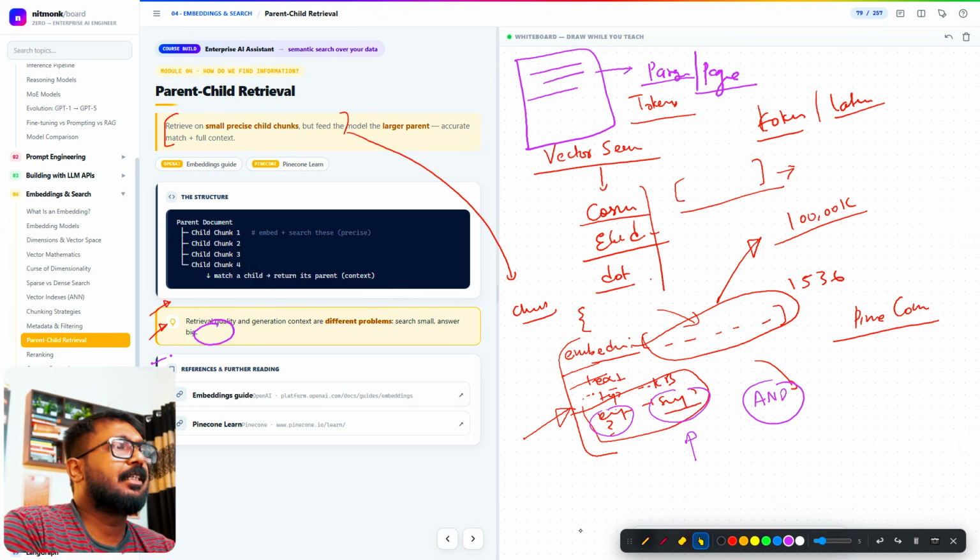There is parent-child retrieval. They retrieve small, precise child chunks, but feed the model with a large content. Accurate match and full text. You can see there is a parent and child. Multiple child chunks are available. These get indexed and that will be returned.